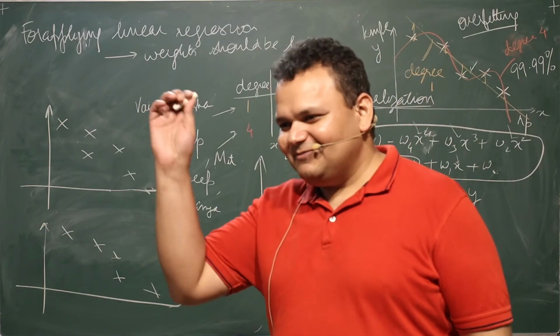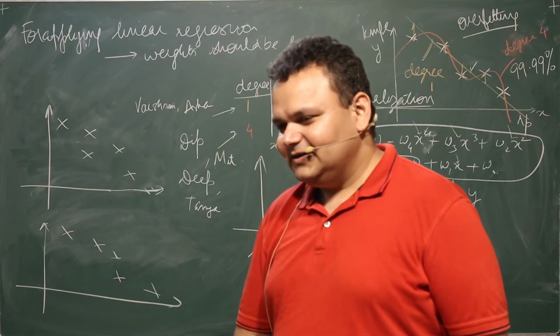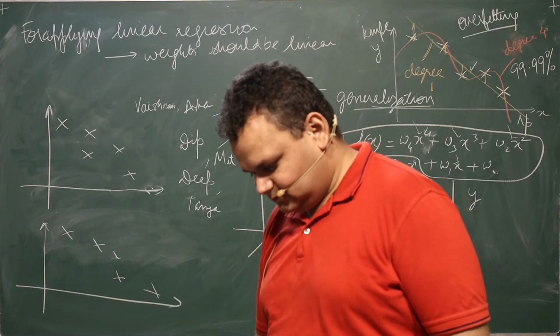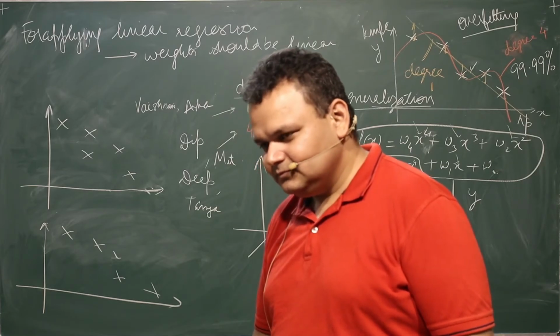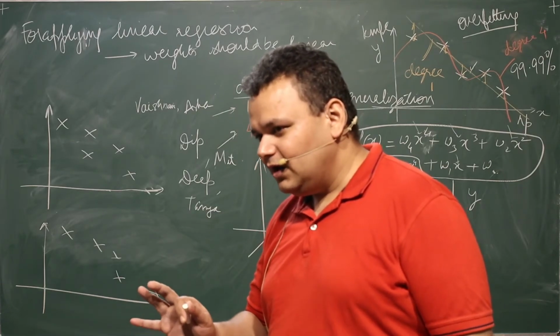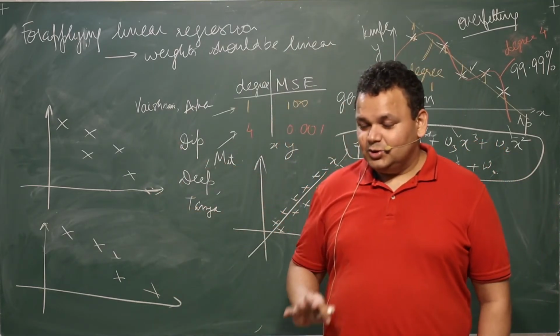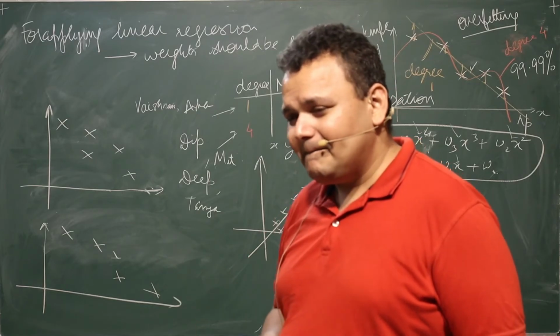I could not hear. Tanya, please speak again. Same thing. Sir, it will find a curve that has a minimum error for both. Minimum error for both, but that is not the goal. What is the goal? The goal is to find a relationship between x and y. So what should happen in both the cases?